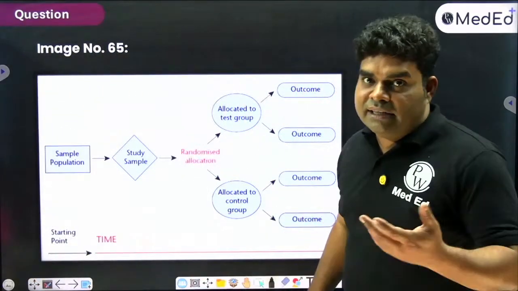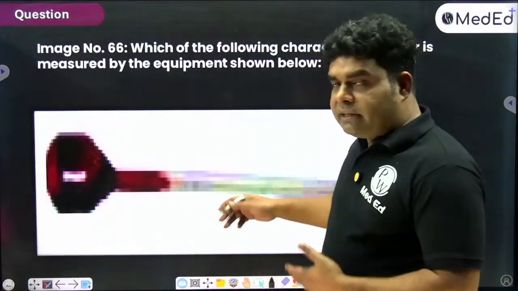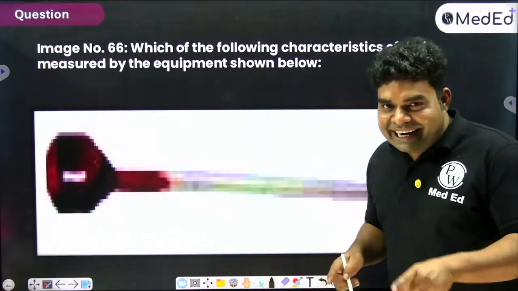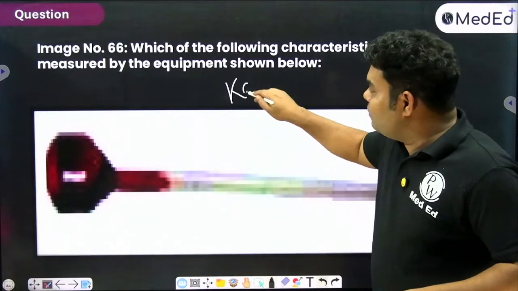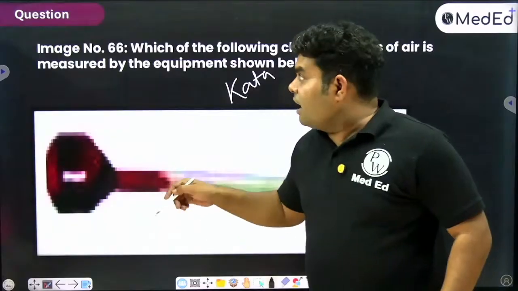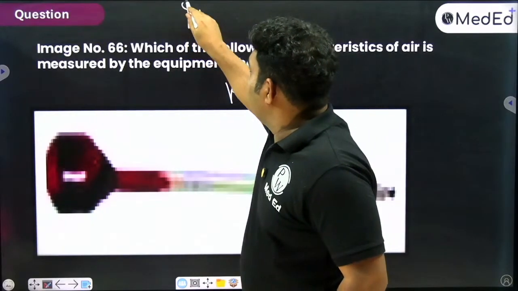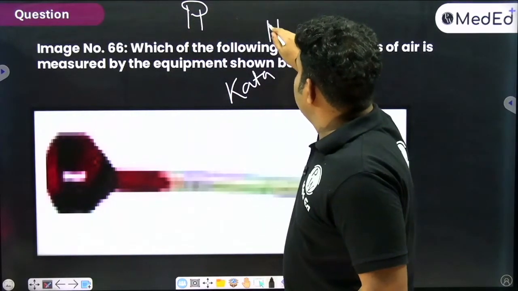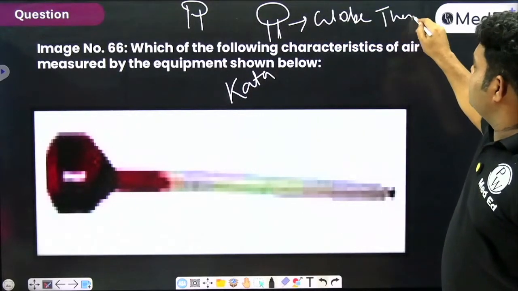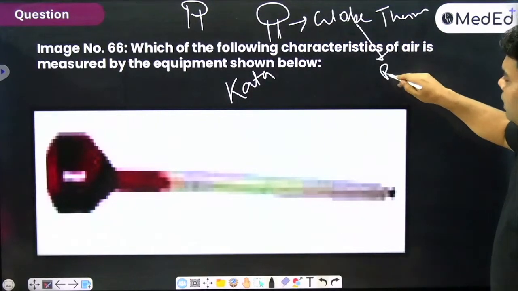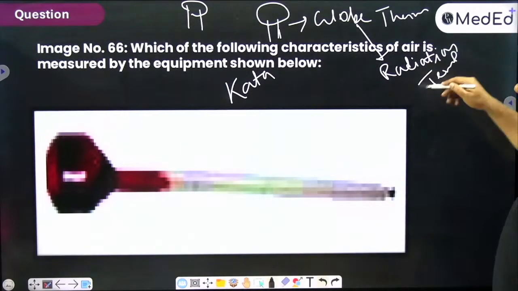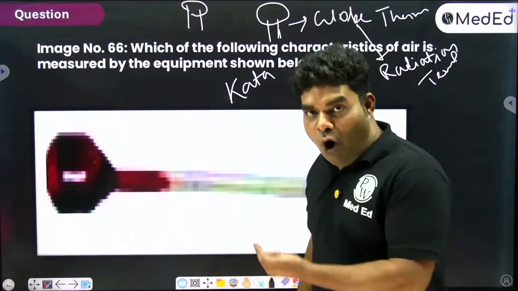If you have randomized allocation, that is RCT. Now if they give this instrument, this is the kata thermometer. You know, kata is a Hindi word which means thorn, and a thorn will always be long. So if they give a long one, it is kata. And if they give this type of thing, circular like this, it is the globe thermometer. Because a globe is circular. If they say globe thermometer measures only one thing, radiation temperature, circular. But kata thorn will be long.